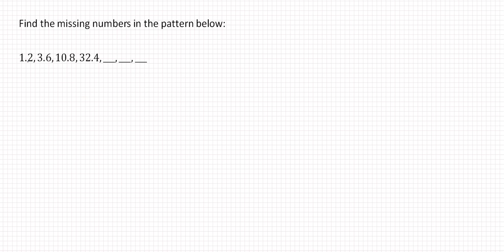So find the missing numbers in the pattern below. So you have 1.2, 3.6, 10.8, and 32.4. The first thing we'll do here is divide the second term by the first term. So that is 3.6 divided by 1.2. And then we have one decimal place, so I can easily say that is 36 over 12, which is equal to 3. So now we can multiply 3.6 by 3.